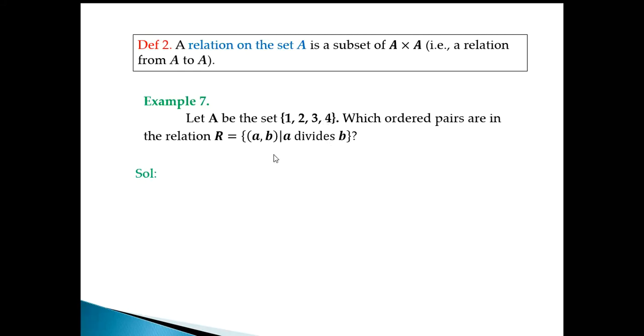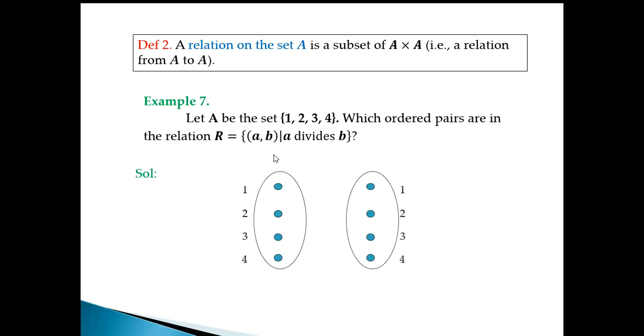So now first we see how to represent the ordered pair elements of this relation by the arrow diagram. Here we have the set A, and two sets are there, both A, each with the four elements. Now a divides b means we have to show which ordered pairs are in relation R, and they should follow this property, a divides b. a belongs to the first set A and b belongs to the second set A.